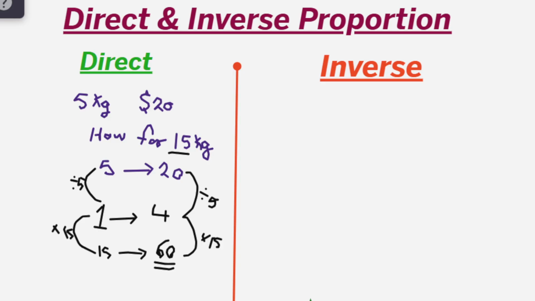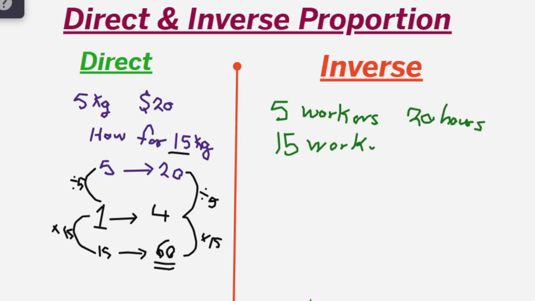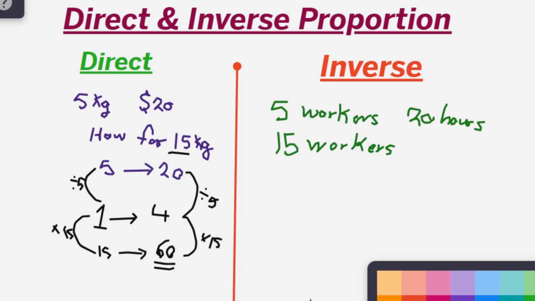Now let's look at an example of inverse proportion. Let's just use the same numbers. 5 workers can paint a wall in 20 hours. I'll just use the same numbers to make you understand it better. So how many hours will 15 workers need? If you have 15 workers, how many hours will it take them to finish the wall?